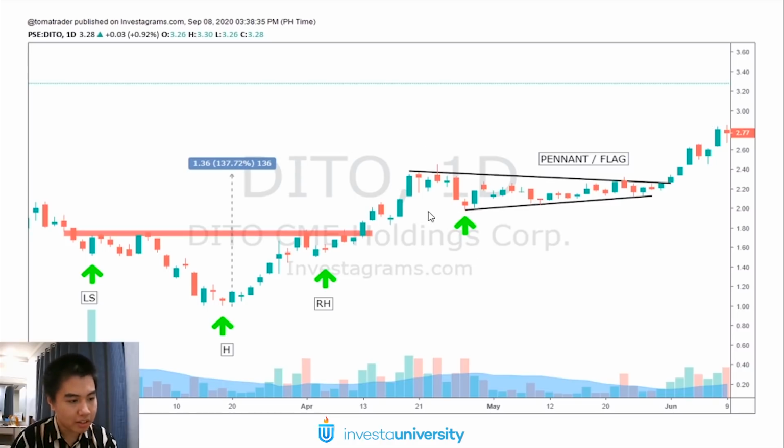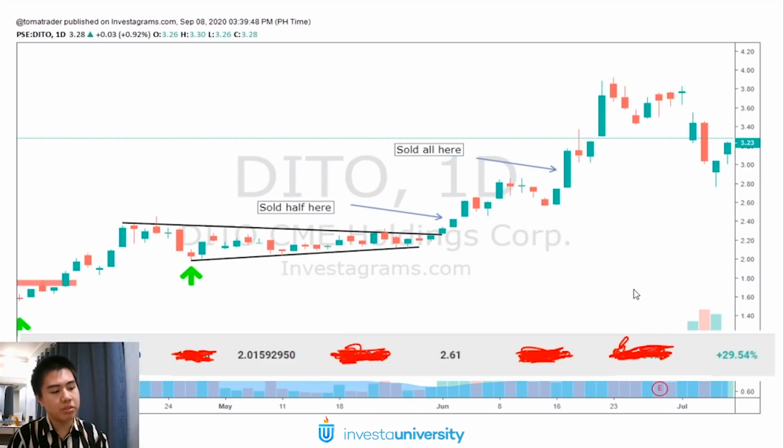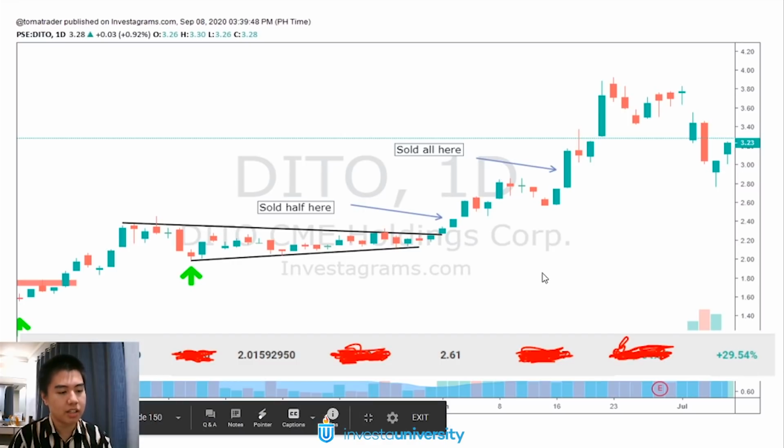So ba't ako bumili dyan? Kasi retest siya ng 2 pesos, which is yung psych level. So that acts as a strong support level. Yung nga, napagbigyan, hindi na siya bumaba below 2 after that point. But, it eventually formed the flag. So nag-add ba ako sa position ko? Hindi. Actually, nagbenta ako dyan. So ito yung execution ko. So 30% din kinita ko.